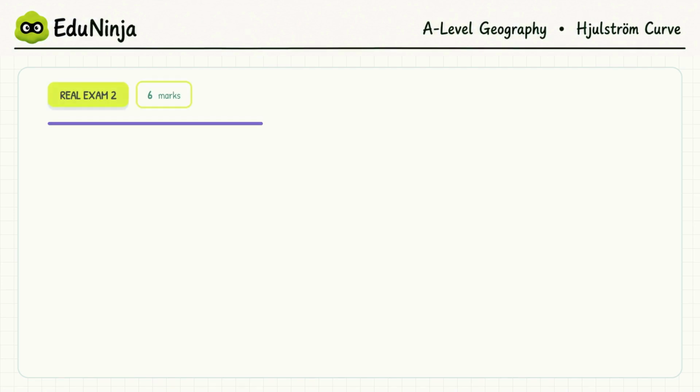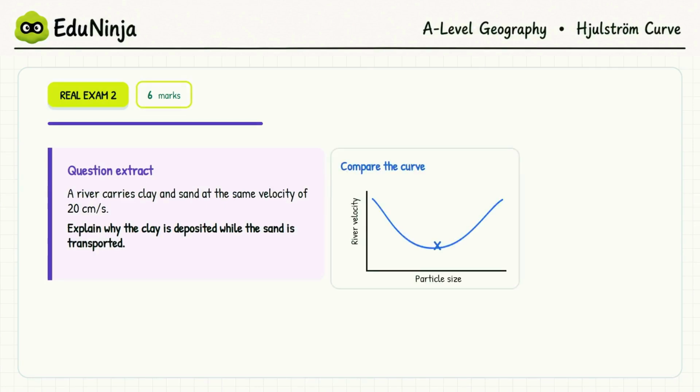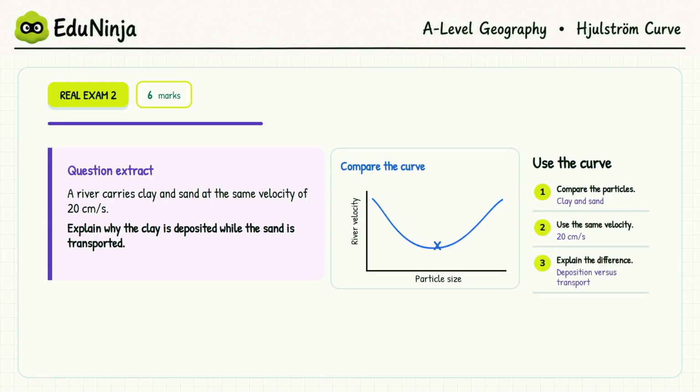Here is a second real exam question. This time, compare two sediment sizes at the same river velocity. The river is moving at 20 centimeters per second, and it carries both clay and sand. Start by locating the two particle sizes on the Hjulström curve. Then use the same velocity for both particles. The important point is that the two materials do not behave in the same way.